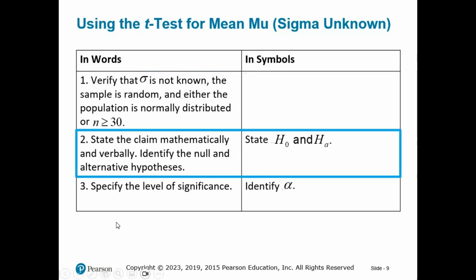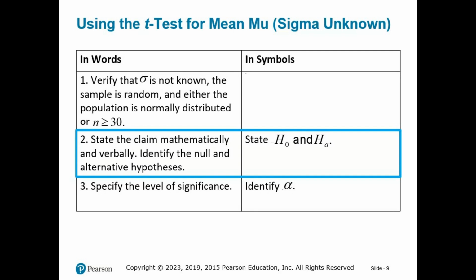The next step is to state our hypotheses. This is the step we've been doing for a few sections now, writing our null hypothesis and our alternative hypothesis. Remember, we identify our claim, and if it has an equality symbol, meaning less than or equal to, equals, or greater than or equal to, it goes in the null hypothesis. If it has an inequality, it goes in the alternative hypothesis. And then you write its complement for the other hypothesis.